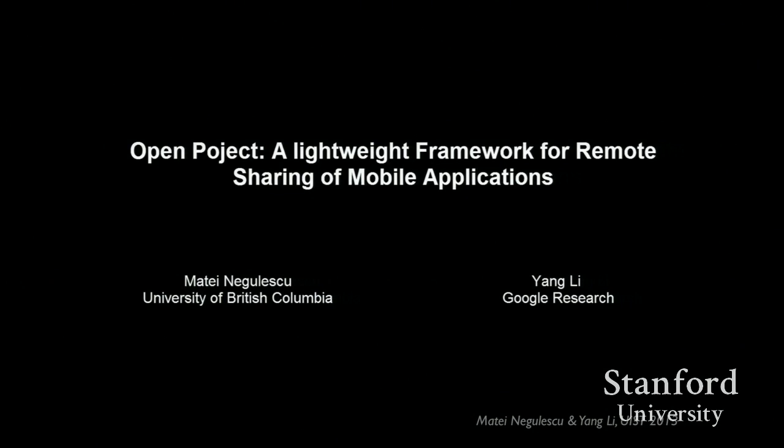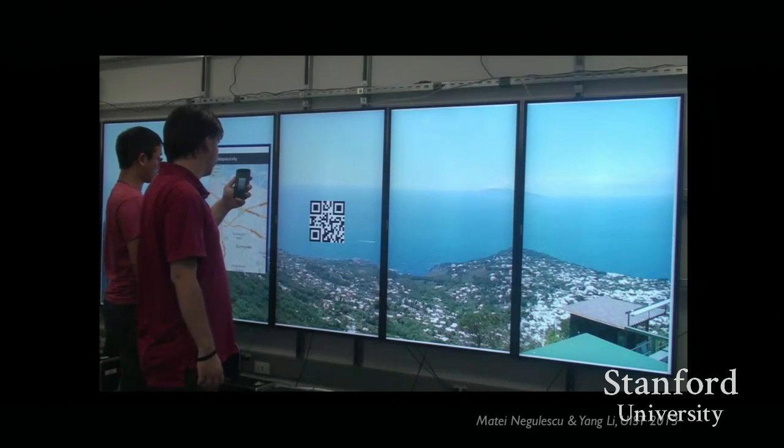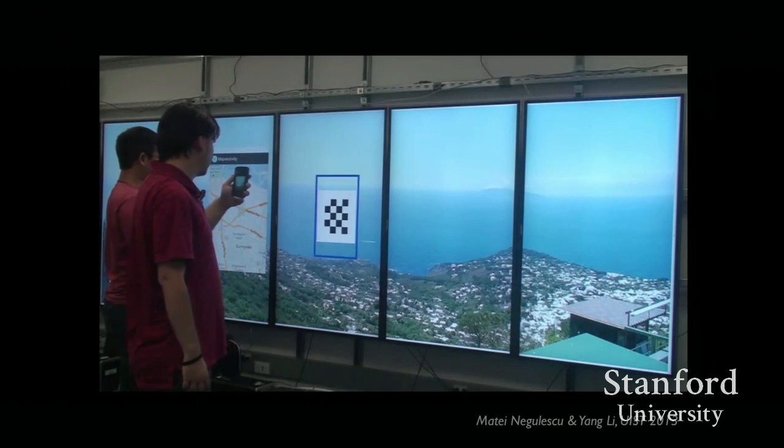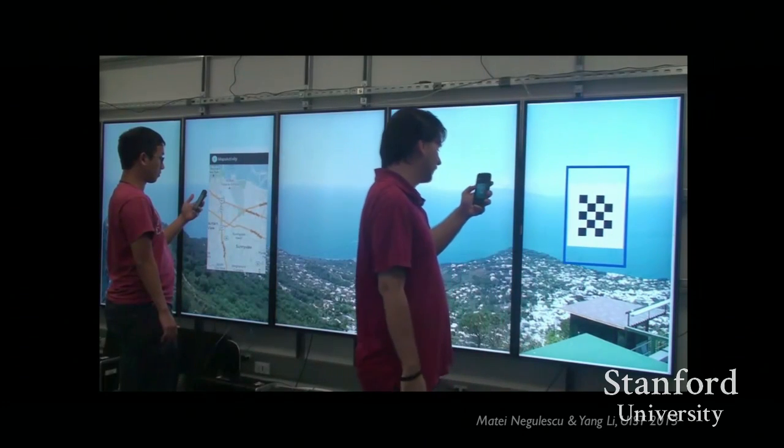Though mobile devices are becoming very powerful, their small form factor means that collaborating or sharing information with someone else is a turn-based experience. We present OpenProject, a highly scalable web-based framework for sharing mobile applications on a remote display using an intuitive projection metaphor with only the phone's camera.